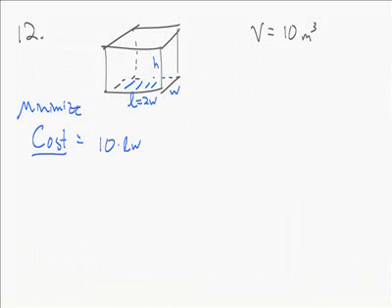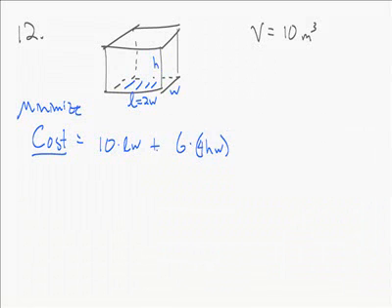Material for the sides is $6 per square meter. So plus 6 times, what's the area for the sides going to be? We have 1, 2, 3, 4 sides, and each of those is a height times a width. So 6 times H times W. Actually, times 4 of those. 4 HWs will give us the 4 sides there.